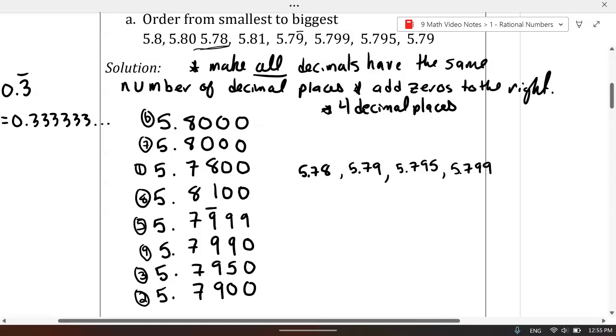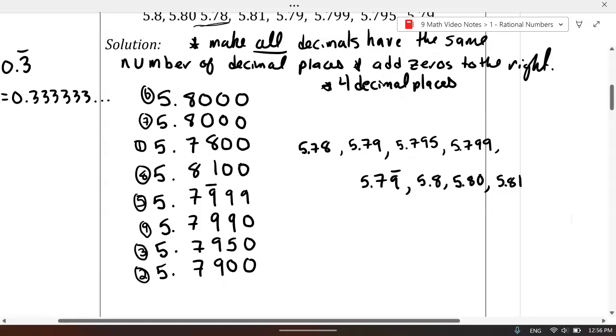And then the fourth one is going to be 5.799. And then the fifth one is going to be 5.79 with that line on top. The 6 and 7, it doesn't matter. So I can say 5.8 and then 5.80, or I can do the other way around. And then the biggest number right here is 5.8100, but in the list it's 5.81. Perfect. Okay, so the key to working with decimals and ordering them is just to make sure that you're working all with the same number of decimals.